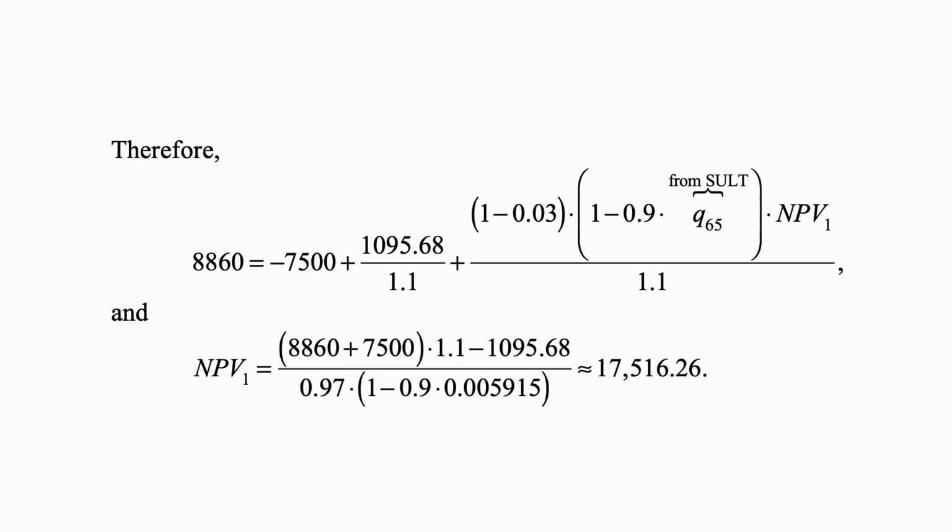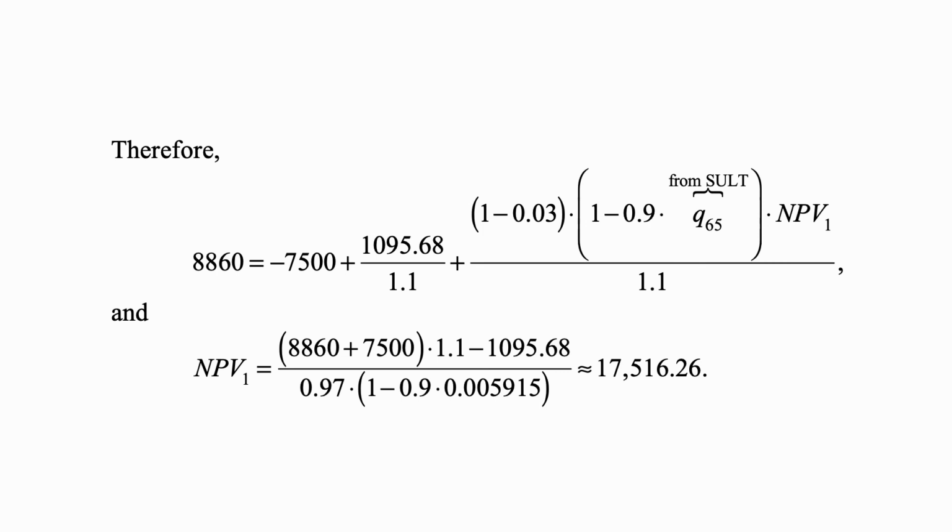That's the setup, all the expenses at time 0, setup and everything. Plus 1095.68 over 1.1, plus 1 minus 0.03 times 1 minus 0.9 times Q65, which we get from the standard ultimate life table, times net present value at time 1, the whole thing divided by 1.1.